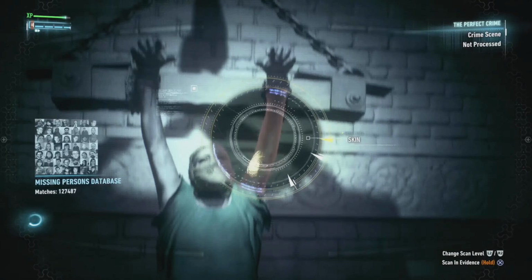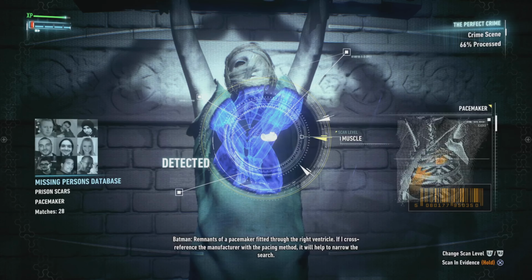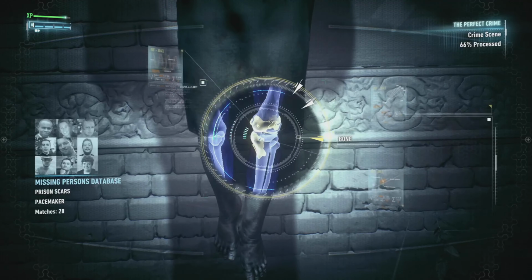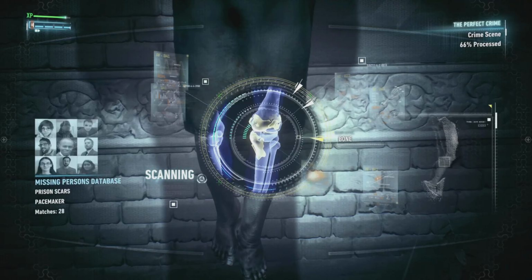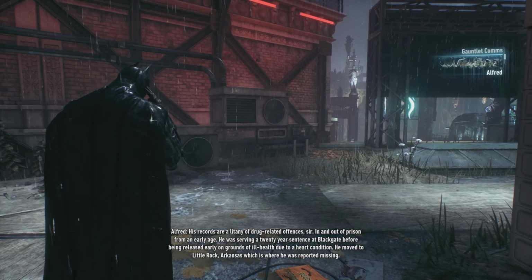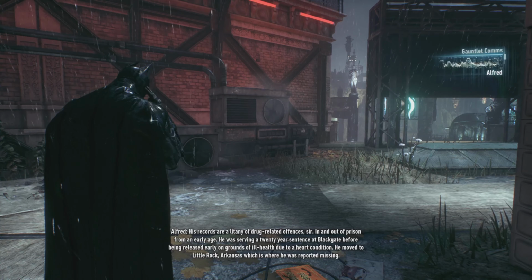Remnants of a pacemaker fitted through the right ventricle. If I cross-reference the manufacturer with the pacing method, it will help to narrow the search. Clear signs of bone deformation on the victim's knee. Joint line sclerosis points to juvenile arthritis, a rare and debilitating condition. Alfred, I've ID'd the victim as Franklin Accardo. His records are a litany of drug-related offenses, sir. In and out of prison from an early age.